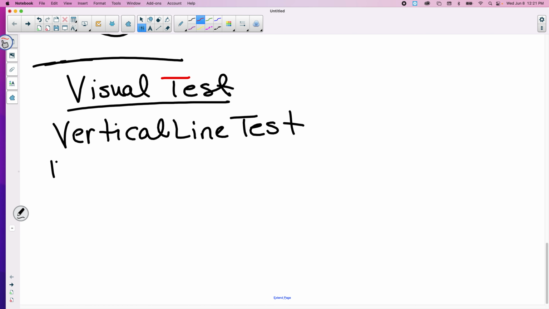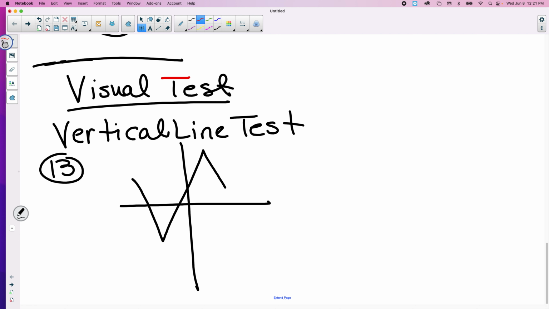So like on 13, I'll just kind of sketch it up here so we can take a look at it. It looks something like that. Alright, so you use your pencil to represent a vertical line. If I laid the pencil anywhere on this graph, is it ever going to cross at more than one place at a time? No. So if it doesn't cross more than once, then it is a function. So 13, down where it says function, you would put yes.